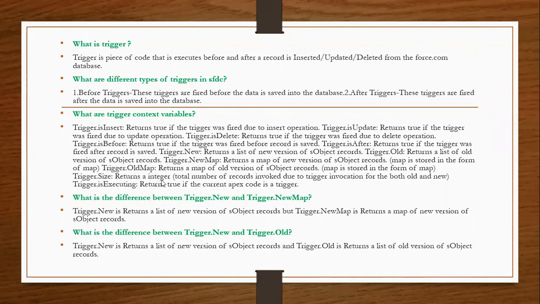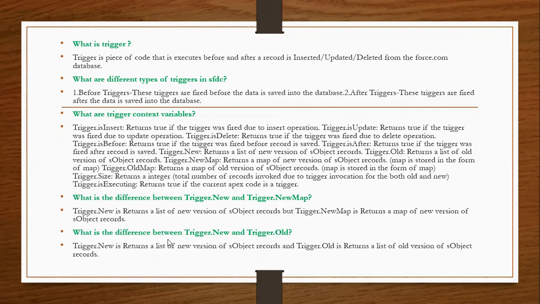Trigger.size returns the total number of records invoked due to trigger invocations, for both old and new. Trigger.isExecuting returns true if the current Apex code is a trigger. What is the difference between Trigger.new and Trigger.newMap? Trigger.new returns a list of the new versions of the object records, but Trigger.newMap returns a map of the new versions of the object records.